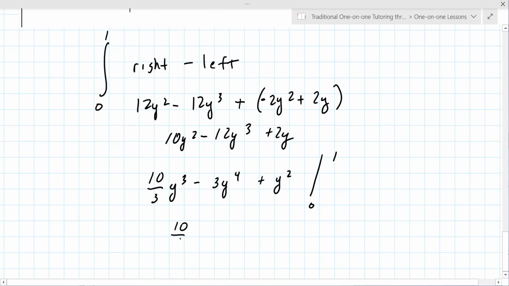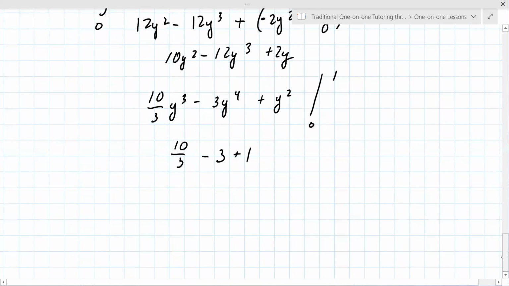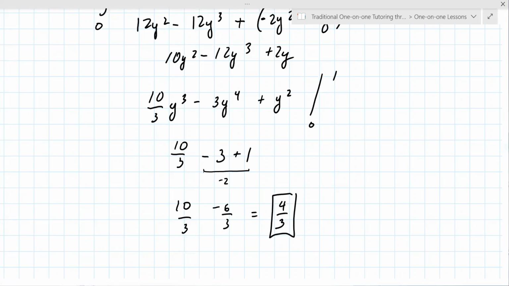So that becomes 10/3 minus 3 plus 1. Whenever you get a 1, you just use the coefficients, and then 0 obviously cancels out. So this is -2, but we'll call that -6/3. So the answer is 4/3. 4/3, yeah. Okay.